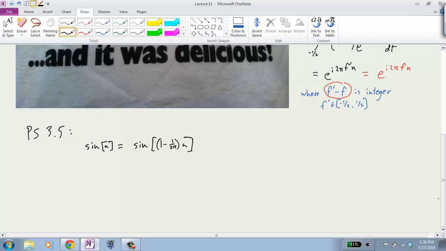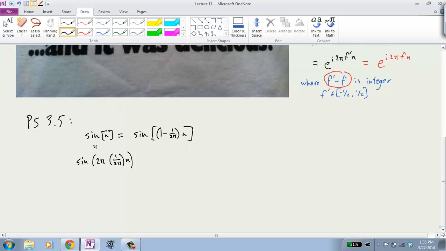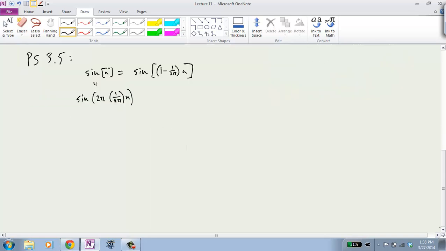So sine n can be split up. Now we usually think in terms of frequencies, and there's a 2 pi missing, so this equals sine of 2 pi times, and the frequency is 1 over 2 pi. So this is the sine at frequency 1 over 2 pi. A little bit tricky. Put that in the homework just to be complicated.